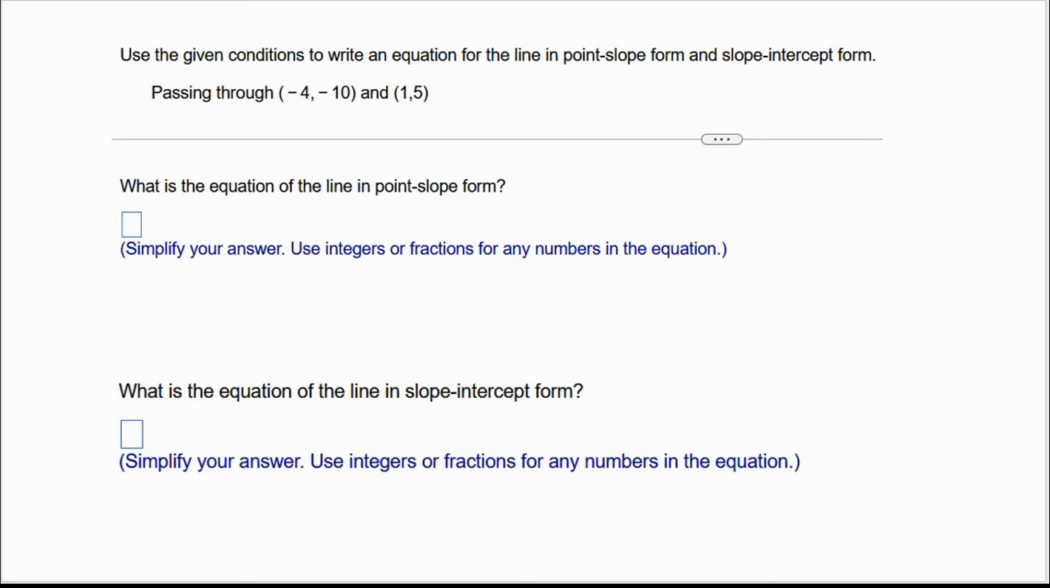Use the given conditions. Again, they give us 2 points. Basically, find the equation of a line. Just repeat, do the same thing we just got through doing. I want to find the slope. This is x sub 1, y sub 1, x sub 2, y sub 2. So m is equal to the difference of the y values. That's 5 minus, that's negative 10. All over 1 minus, that's a negative 4.